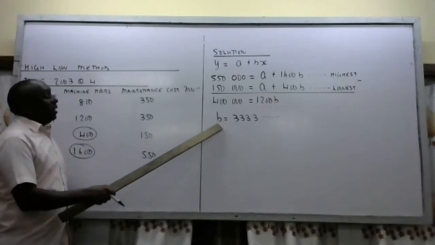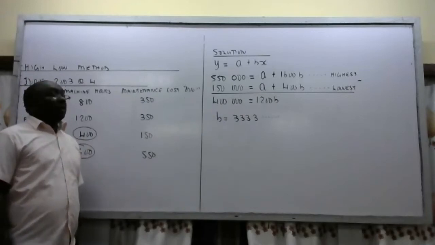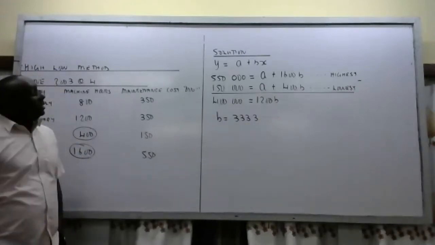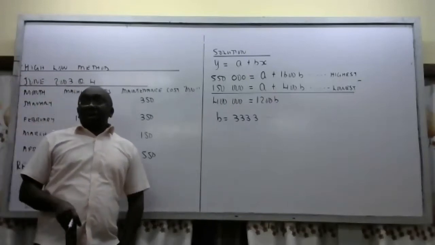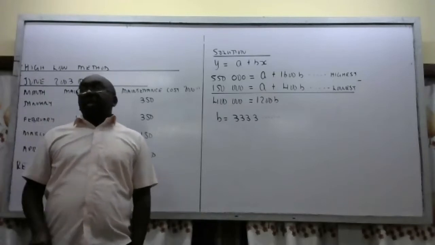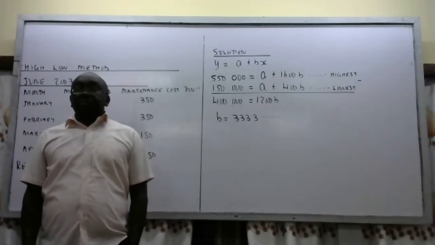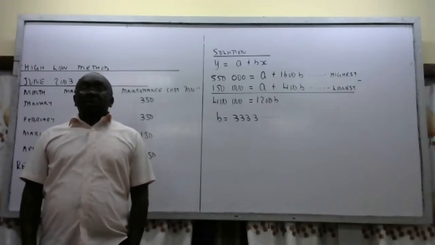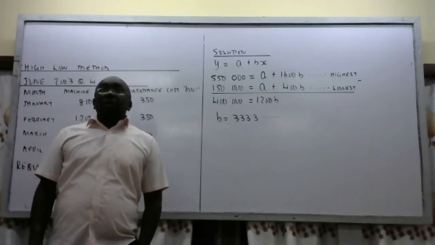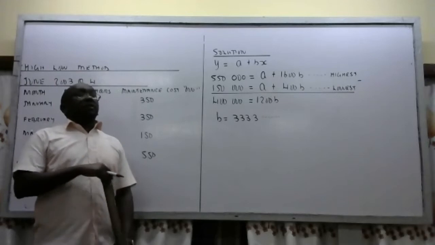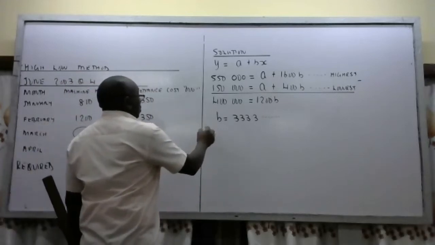So equally, this one now we need to describe it. So you will say it is the maintenance cost per machine hour. That is the maintenance cost per machine hour. So in other words, that is also the variable cost per machine hour. So let's proceed.